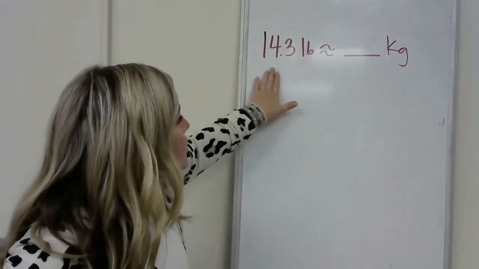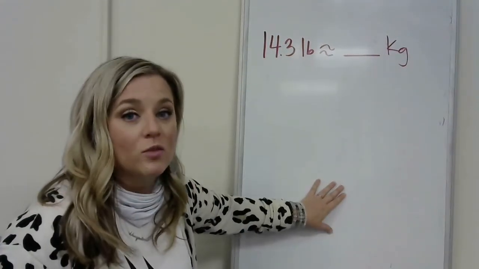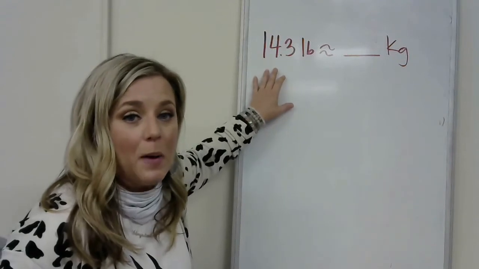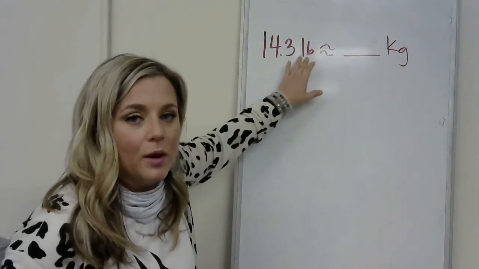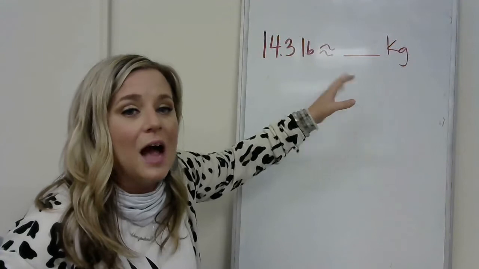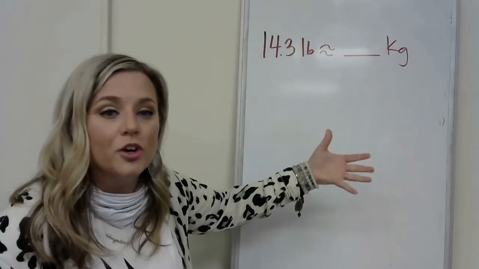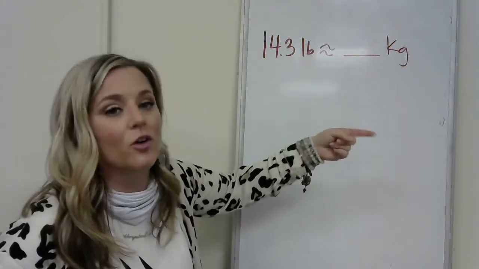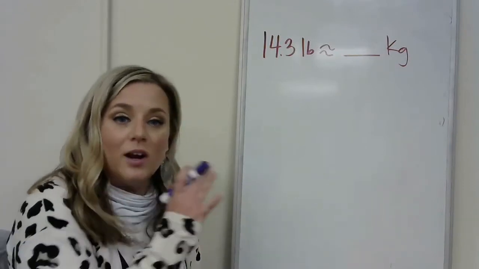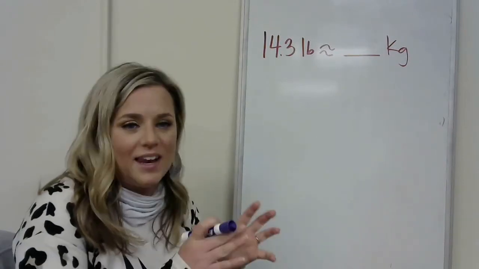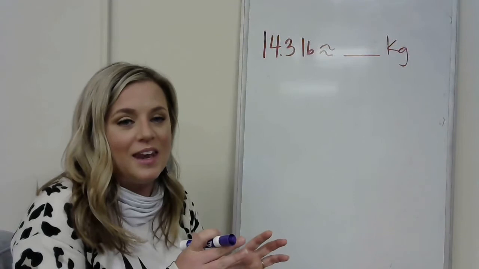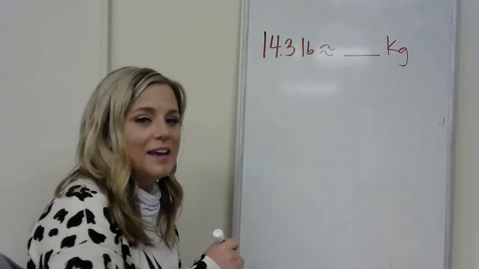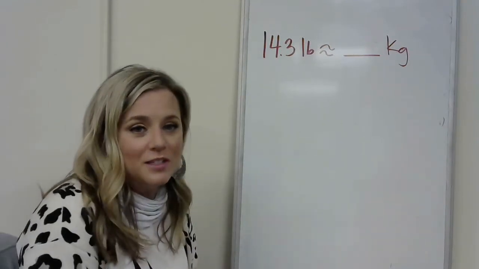All right, so what we're going to do is you're going to pause, try to set this up. This is pounds. 14.3 pounds is about equal to how many kilograms? So when you look at your conversion chart, you're going to look at pounds to kilograms, okay? So pause the video, try to set this up, then see if you set it up correctly, and then we'll go from there, okay? So I'm going to give you a chance to pause the video.